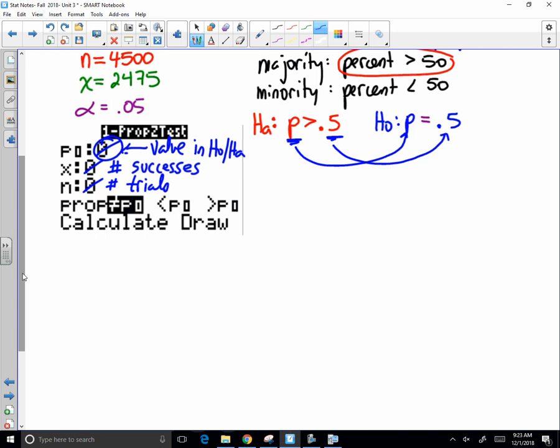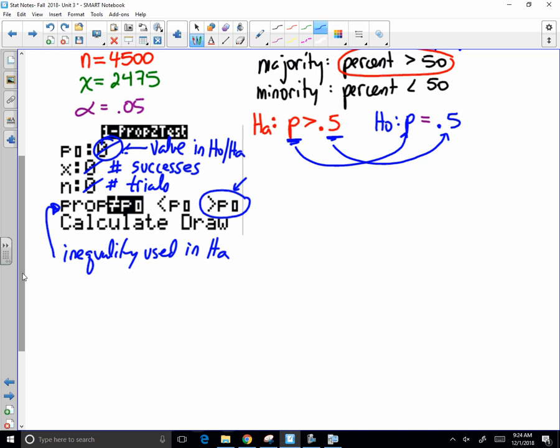Prop less, not equal, less than, or greater than. That corresponds with your alternative hypothesis. So this is the one that we want. This corresponds with HA. So this is the inequality used in HA. And then we go to calculate. Draw is a nice option if you needed to actually see the normal curve and the actual proportion of the normal curve that's accounted for by this situation. It'll tell you just how much of it is actually shaded, kind of like a central limit theorem and normal distributions and stuff. Because only a certain part of it should be shaded. If more of it's shaded, it tells you something. But calculate is really all we need.